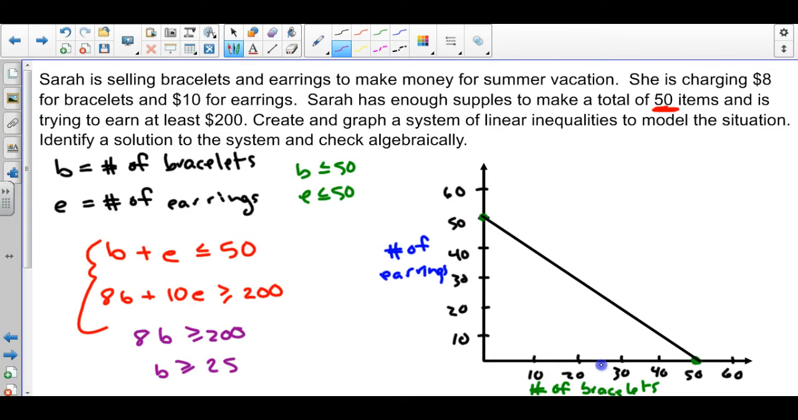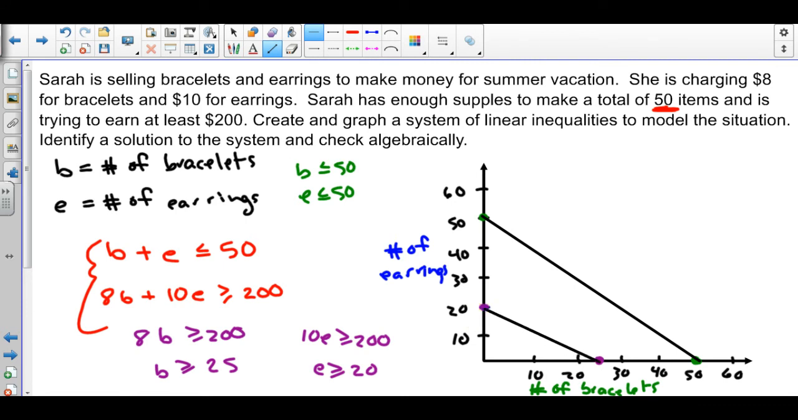So I'm going to go on this axis where the number of bracelets is and go to where 25 is and mark a point. Then I'm going to do the same type of setup for the number of earrings. If she sells 0 bracelets and only earrings, I'll figure out how much that comes out to. If I divide both sides here, it's going to come out to 20. So she would need to sell 20 earrings in order to reach her goal. I'm going to connect those 2 points with a straight line, and we'll talk about the shading.